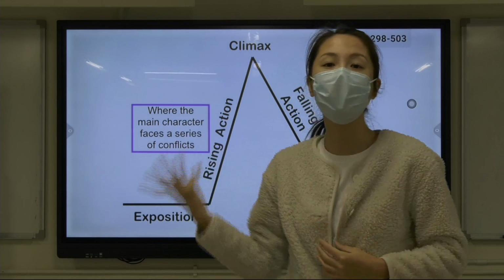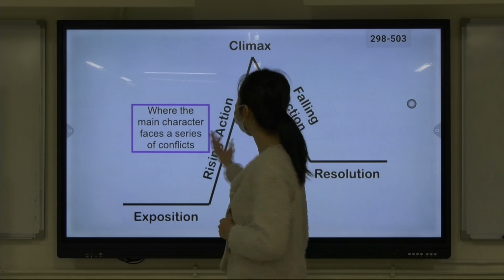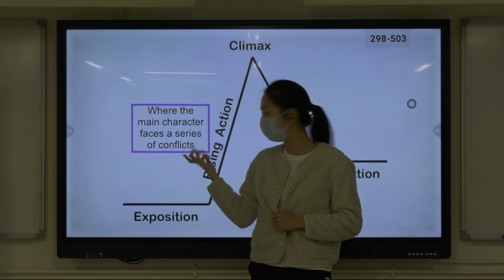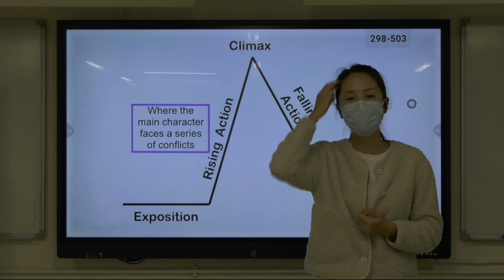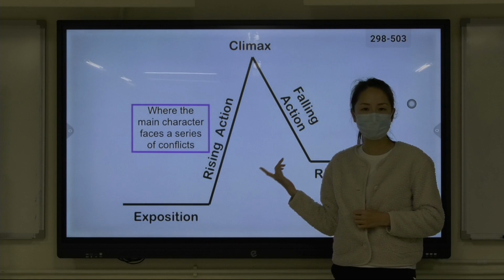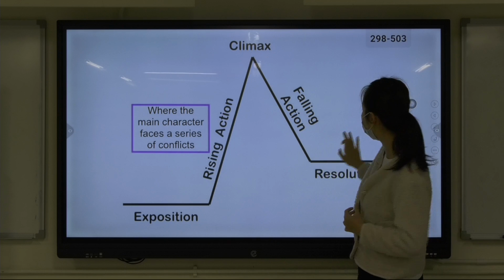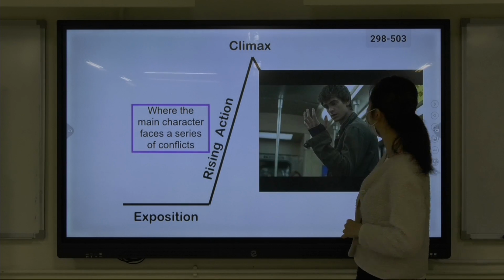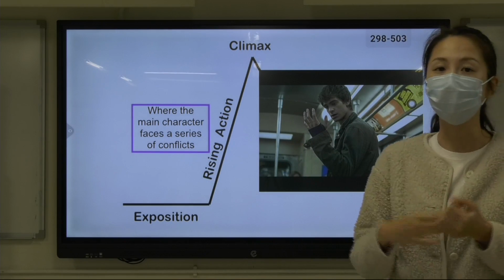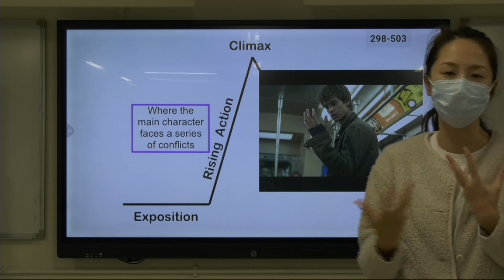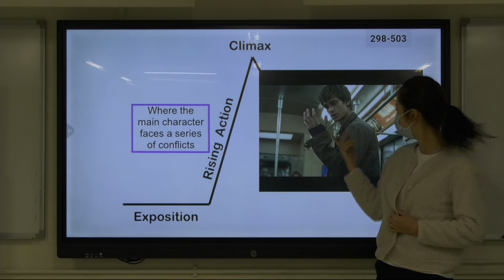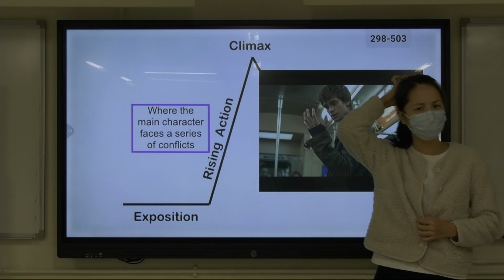Okay, so where the main character faces a lot of conflicts or problems. Okay, facing the problems. So this is the part where you have to build up your story. If we use Spider-Man as the example, Peter starts to realize that he has the superpower, and those enemies begin to appear to him. Okay, but I think this one's not a very good picture. If you have watched the film, it might be better.